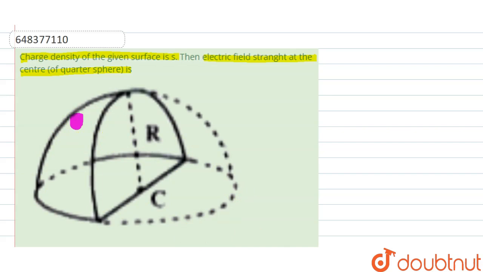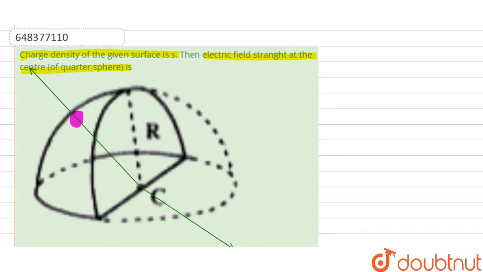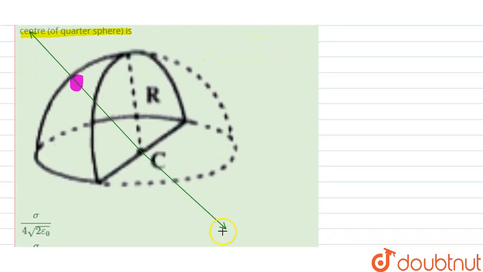If you look at this quarter sphere, the direction of this elementary area will be normal to this surface, perpendicular to this surface area. Due to this elementary area, what will be the electric field at the center? The electric field will be in this direction, obviously.